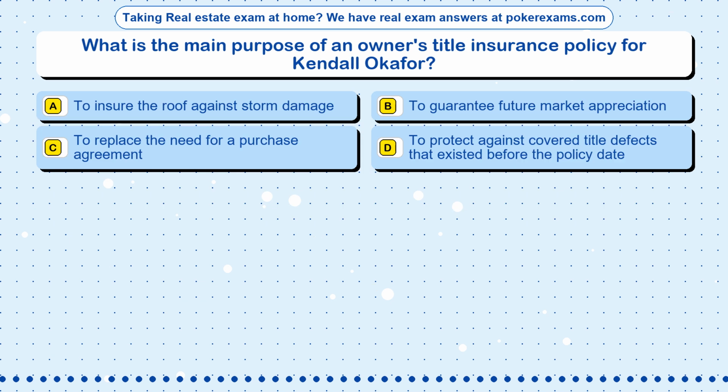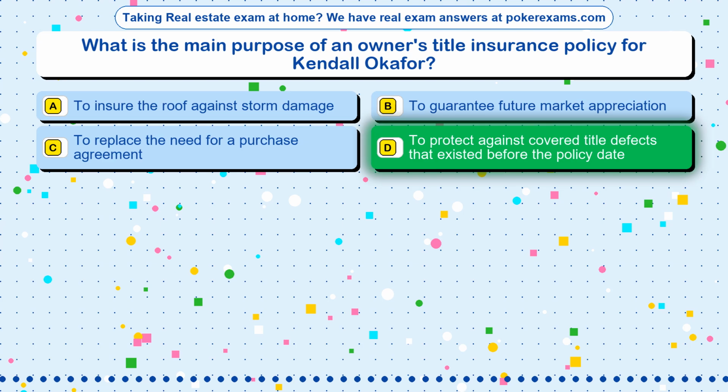Question 72. What is the main purpose of an owner's title insurance policy for Kendall Okafor? Option A. To insure the roof against storm damage. Option B. To guarantee future market appreciation. Option C. To replace the need for a purchase agreement. Option D. To protect against covered title defects that existed before the policy date.